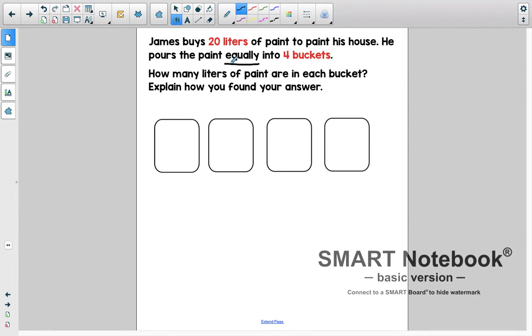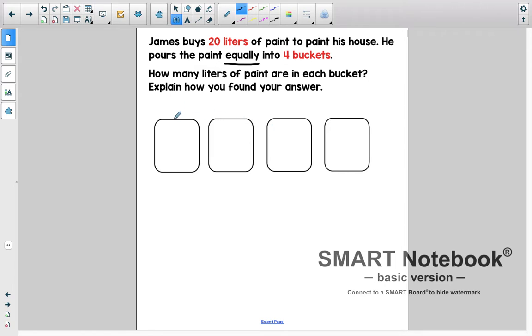The reason I underlined this word equally is because if we're dividing the paint equally into each bucket, it helps us figure out which operation we're going to use. So remember, we have this 20 liters of paint. We're dividing them equally between each bucket. And it's asking us how many liters are going to be in the same bucket. So remember, this has to have the same amount of liters as this one, and this one. They have to have all the same amount. So it has to be the same exact number in each bucket.